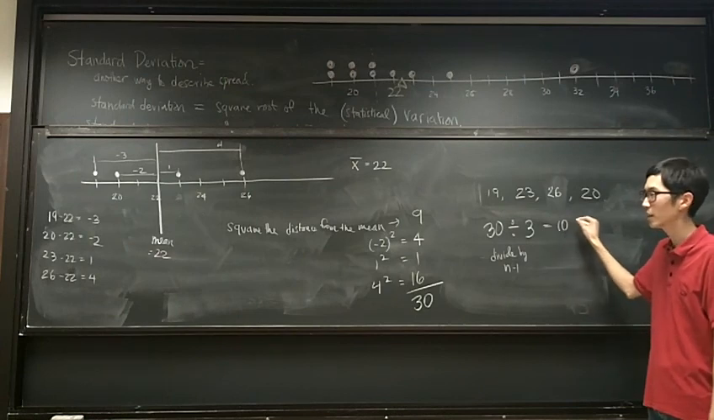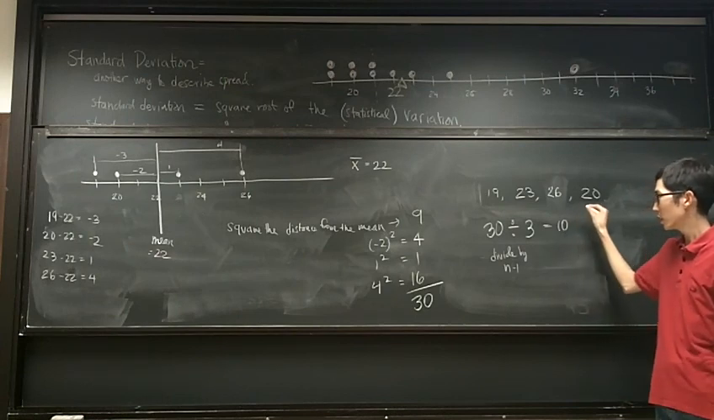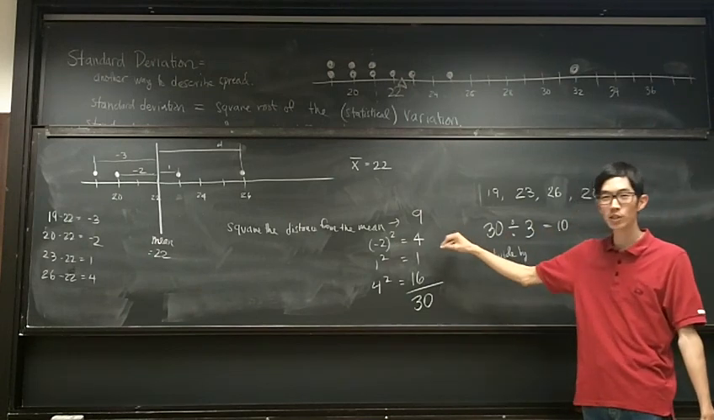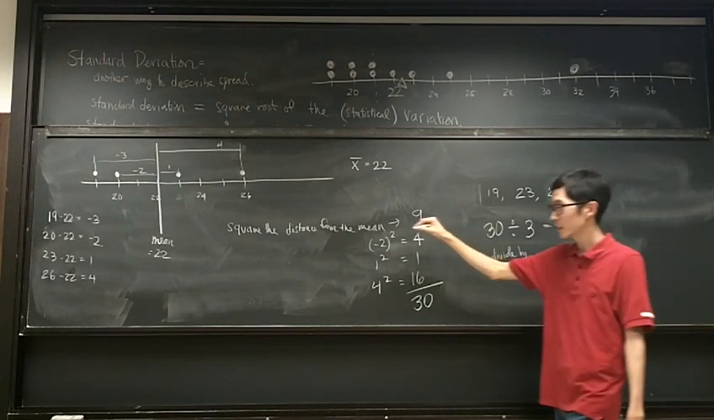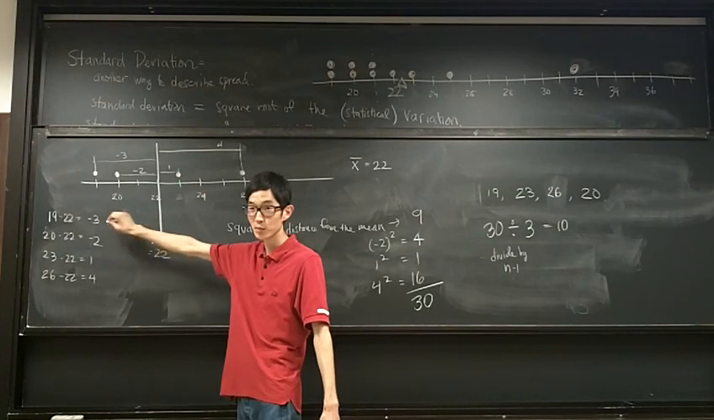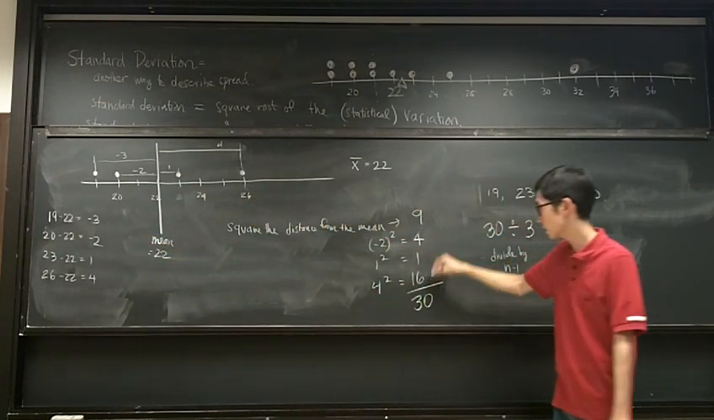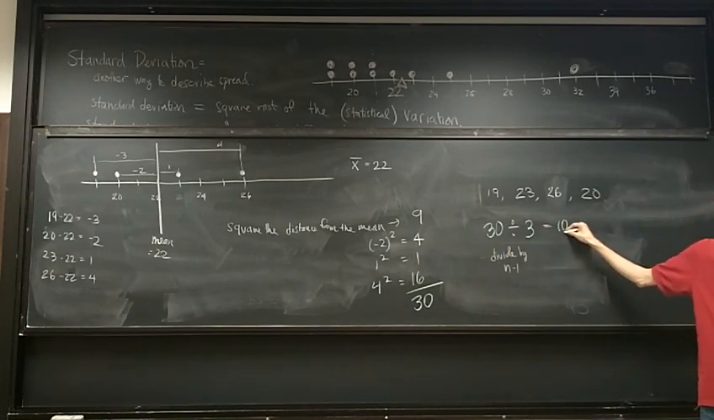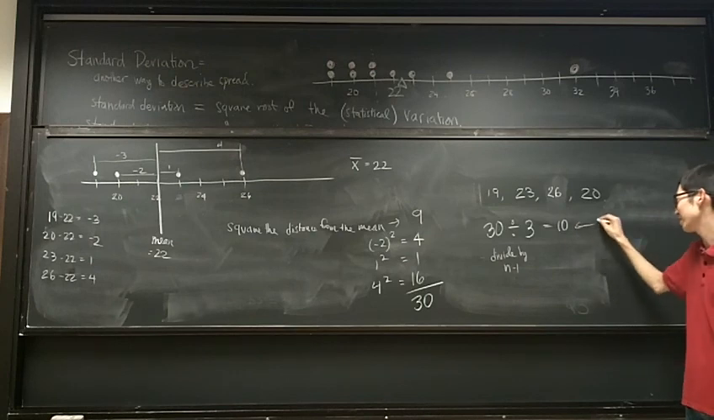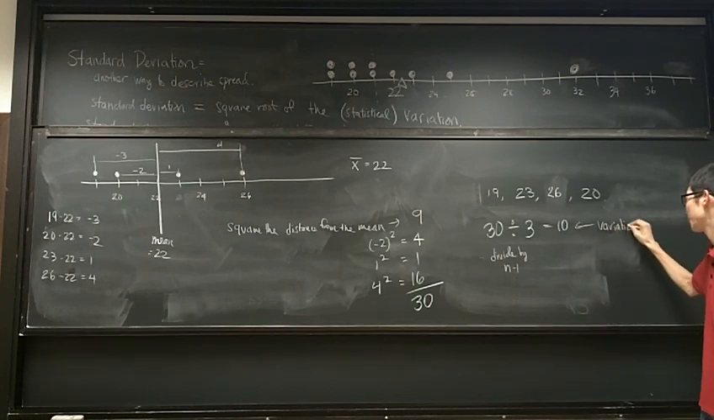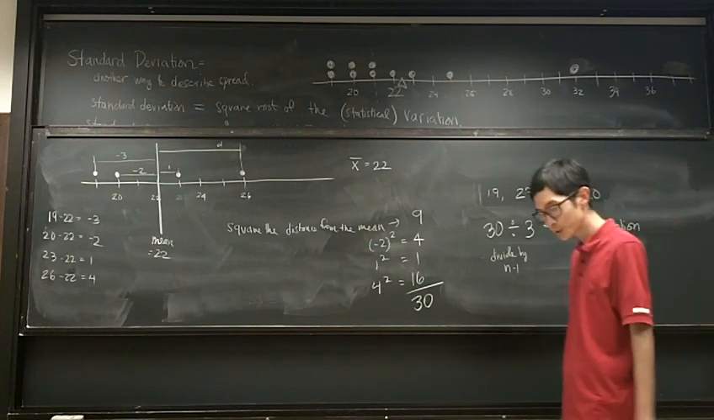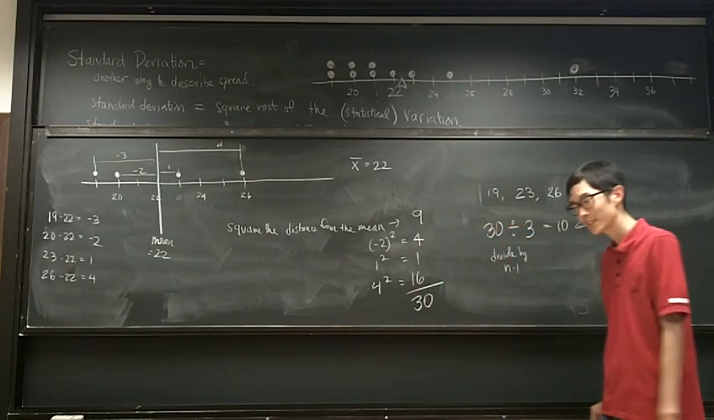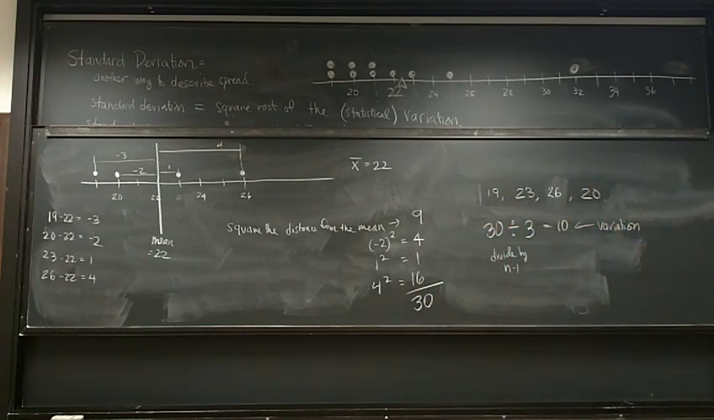So this number 10 is my variation, and it's the kind of average of these squared distances from the mean. These numbers were the distance from the mean. I squared them and got these numbers, and then I'm taking the kind of average and getting 10. This is the variation. I know, it's like, what are you doing? I know it feels that way. Anytime somebody just does a bunch of stuff on the board, it feels that way. But it'll make sense.